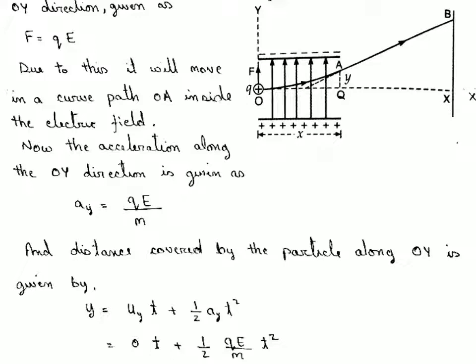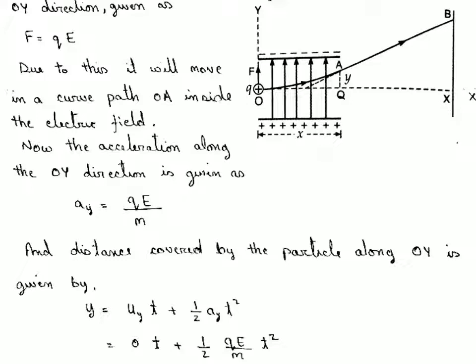And the distance which this charged particle covers along the OY direction is given by the equations of motion. And that distance is given as y is equal to u_y t plus half a_y t squared. All these are along the OY direction. So here u_y is the initial velocity along the OY direction, and since the initial velocity is along the OX direction, the initial velocity along the OY direction is 0. So here u_y is equal to 0, and you have t then plus half a_y t squared.